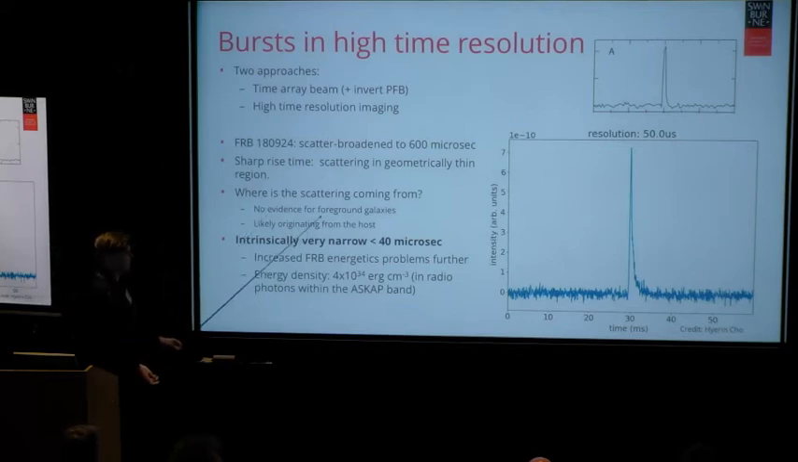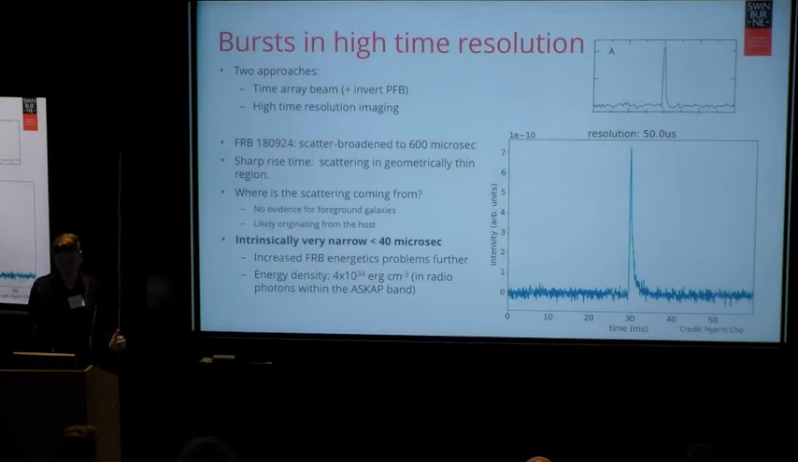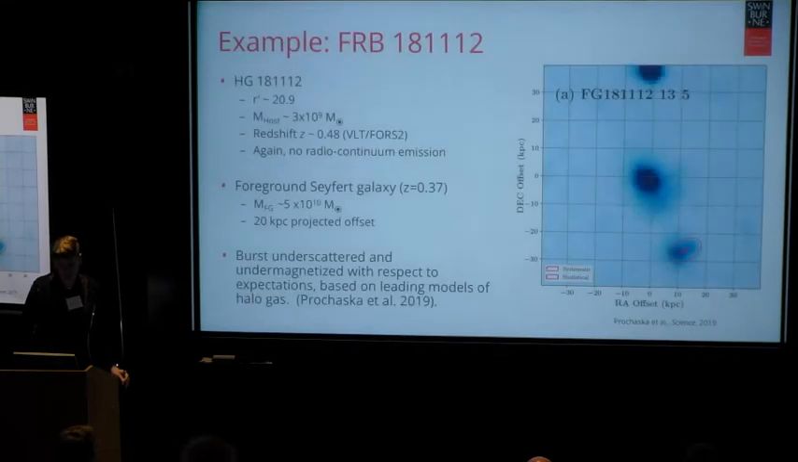There's no evidence for foreground galaxies, so the scattering here is likely from the host. But the key point now is that this burst is very intrinsically narrow. We'd argue it's less than 40 microseconds. So for this one, you need to have 4 times 10 to the 34 ergs per cubic centimeter of radio photons within the ASKAP band to produce this burst. It's something we need to think about, but bursts can be very narrow.